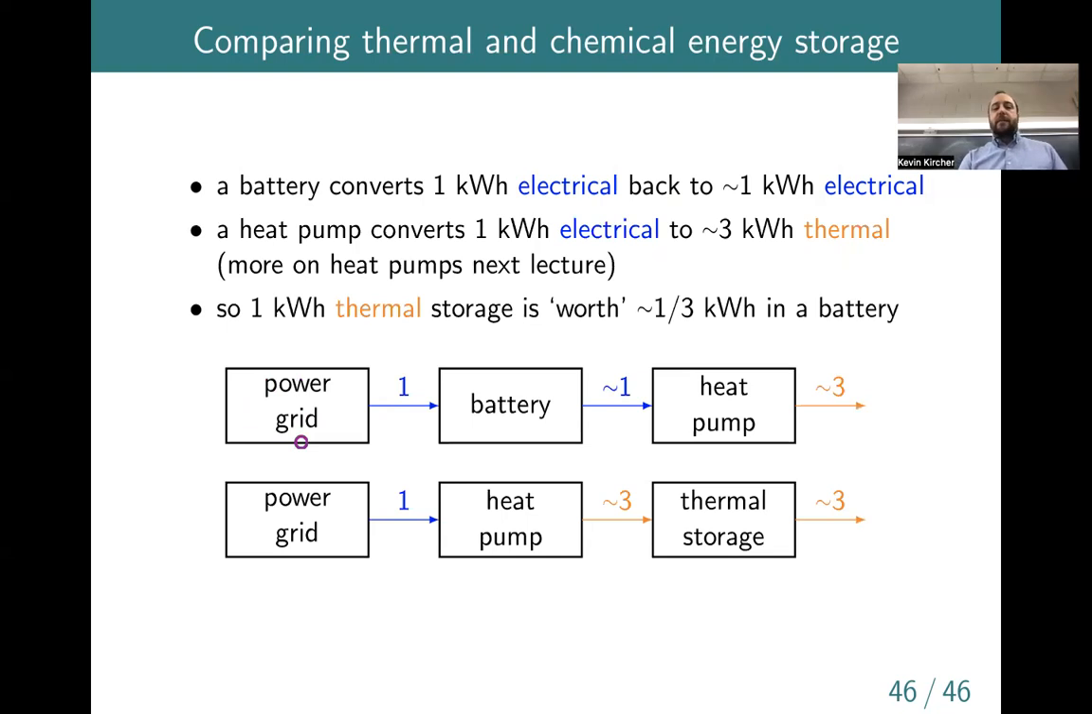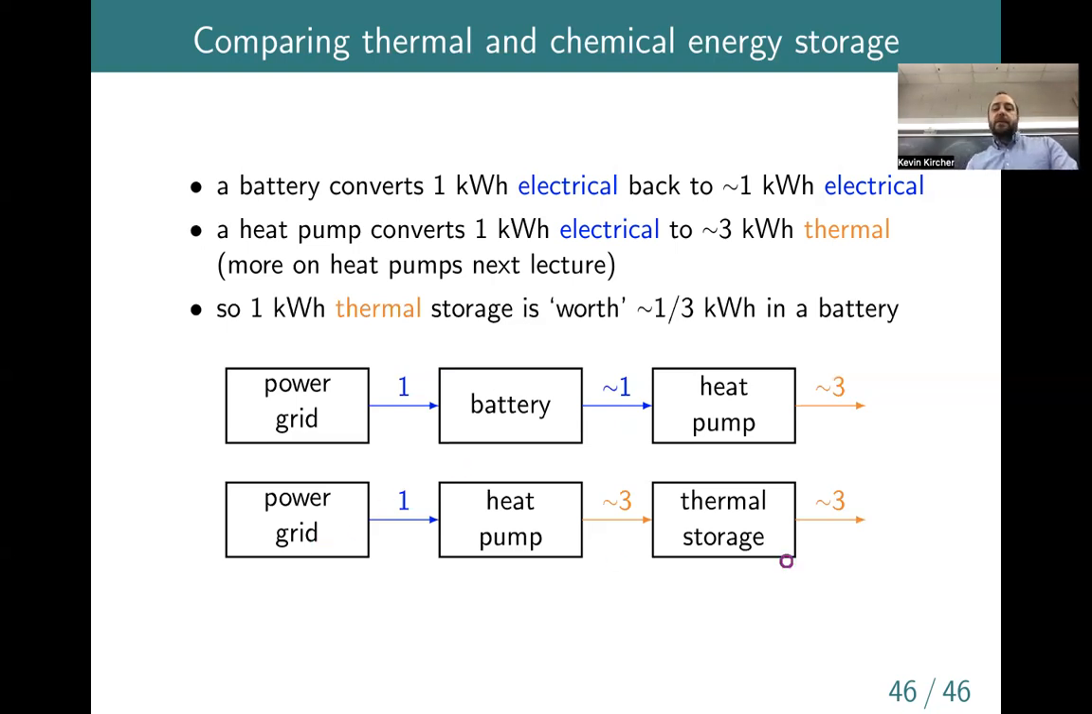For the power grid, blue here represents electricity, and orange represents heat. We pull power from the grid and put it into a battery. Later, we extract that energy from the battery at roughly one-to-one conversion efficiency, and we could run it into a heat pump, and then we could provide 3 units of heat to your building. So somehow, by storing 1 unit of electricity in a battery, we get the value of 3 units of heat delivered to buildings.